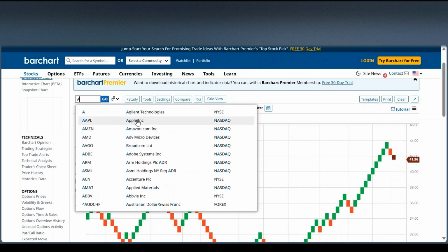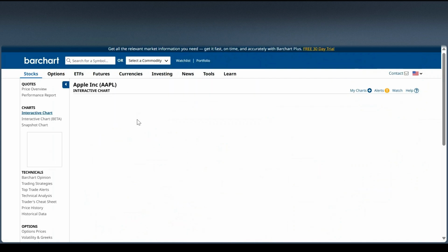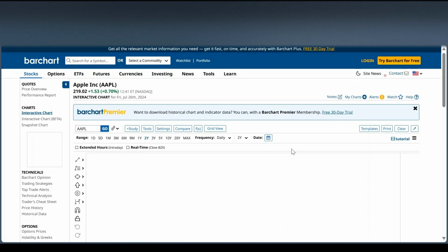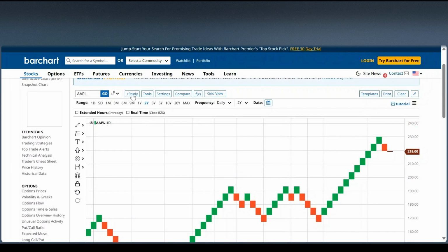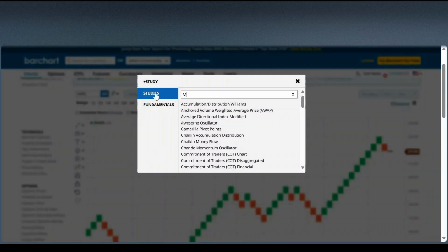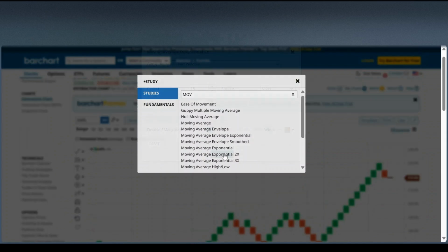Open your trading platform and navigate to the Renko chart of your chosen asset. Select the indicator menu and choose the type of moving average you want to add. We will be applying a 20-day double exponential moving average, DEMA, to the Apple chart.